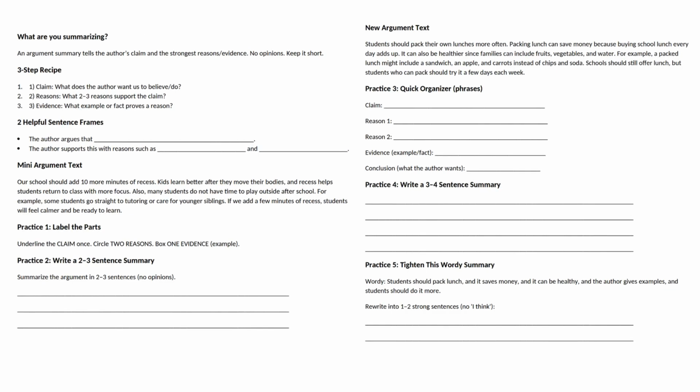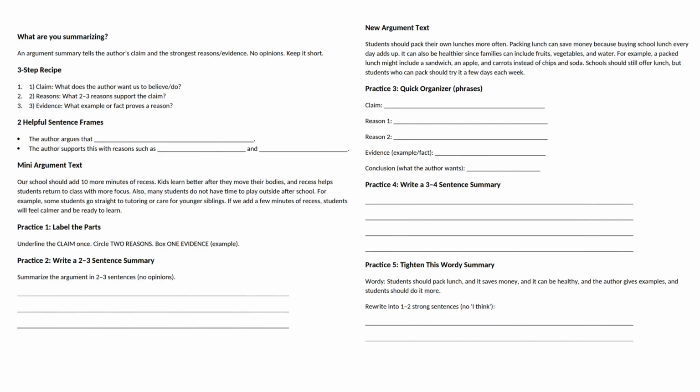We have made it to page 5. Today, we are learning how to summarize an argument. An argument summary tells the author's claim and their strongest reasons. Remember, it must be short and it must contain no opinions of your own. We use a 3-step recipe. Step 1, the claim. What does the author want us to believe or do? Step 2, the reasons. What 2 or 3 reasons support the claim? Step 3, the evidence. What example or fact proves those reasons?